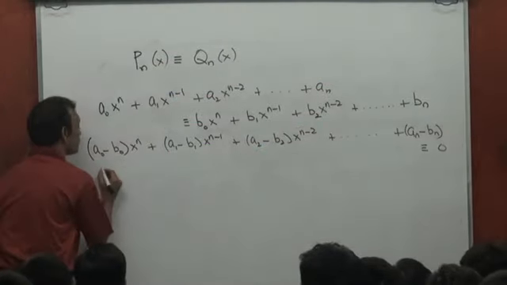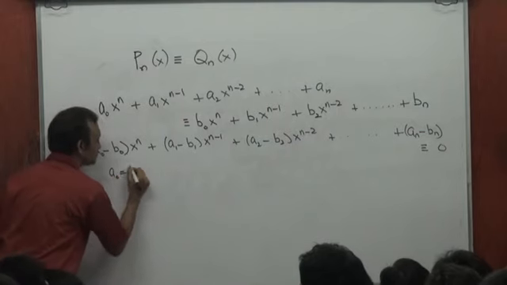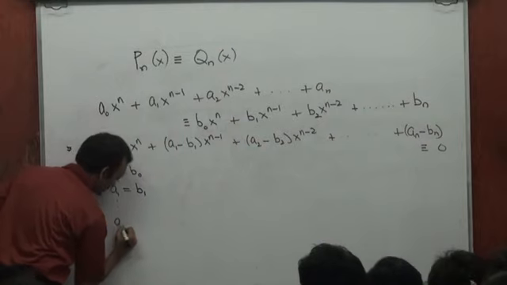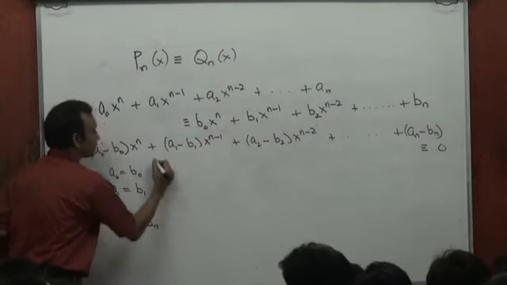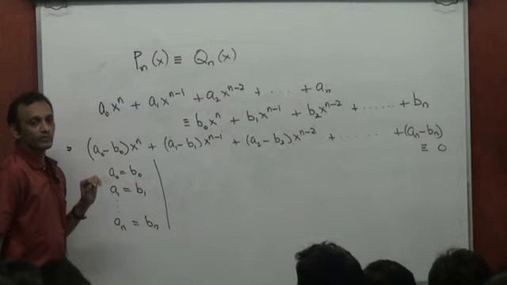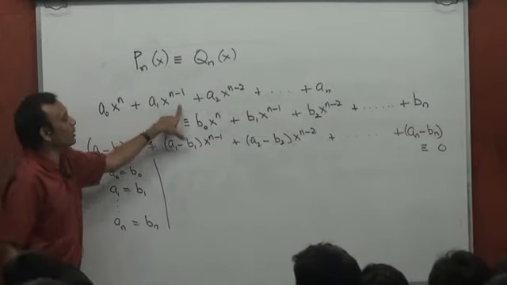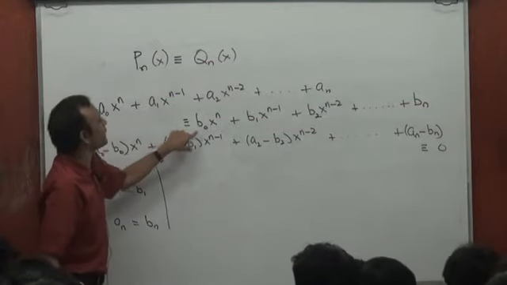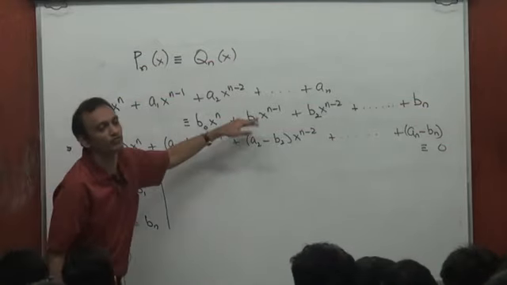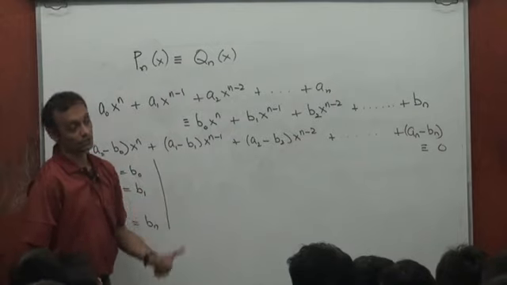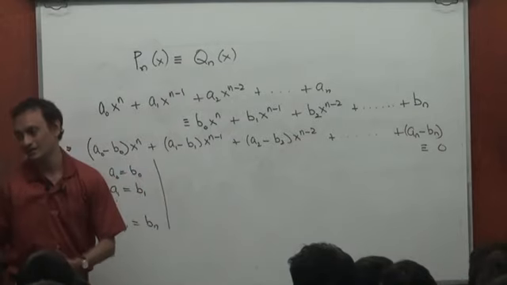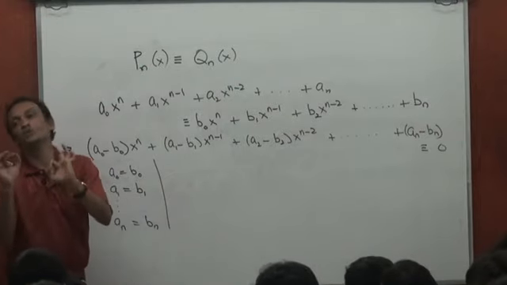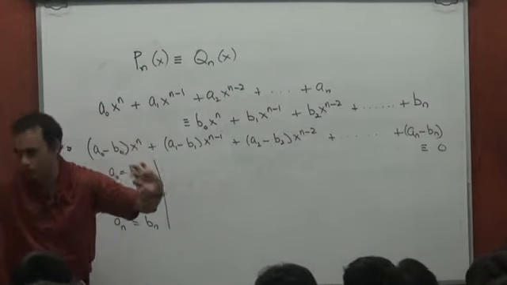That means this would happen if a naught is b naught, a1 is b1, and so on up to a n is b n. That's why when you have polynomials that are identical, you can afford the luxury of equating the coefficients of equal powers of x on both sides of the polynomial. The fact that we would use time and again: if two polynomials are identical, we can equate the coefficients of equal powers of x in both the polynomials, right?